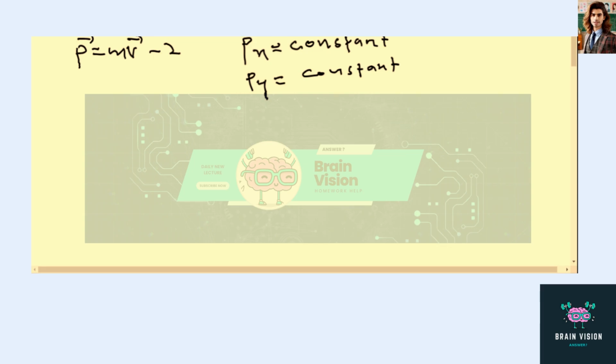Well, for the horizontal direction, since the surface is frictionless, the momentum is conserved in this direction. So P1x is equal to P2x, right? But both I and the rock were initially at rest. Therefore, P1x is equal to 0. So we get P2x is equal to 0, and let this be our equation number 3.